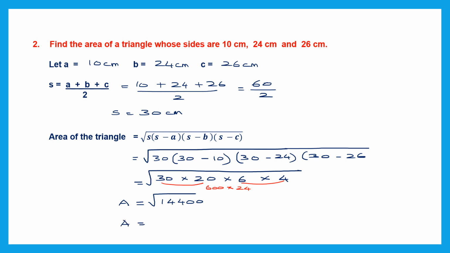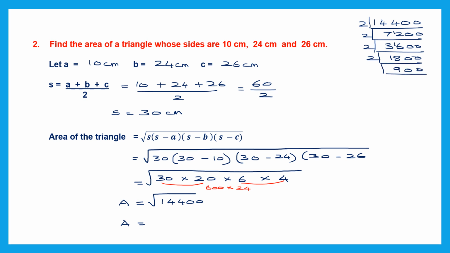Let's do the prime factorization method. Let's get the square roots. So 14,400. Let's get all the prime factors here. So here we have 2 sevens are 14 and then 200. And then let's continue. 2 threes are 6 and then 12. 2 sixes are 12. Continue. 2 ones are 2. 2 eights are 16. 2 nines are 18.